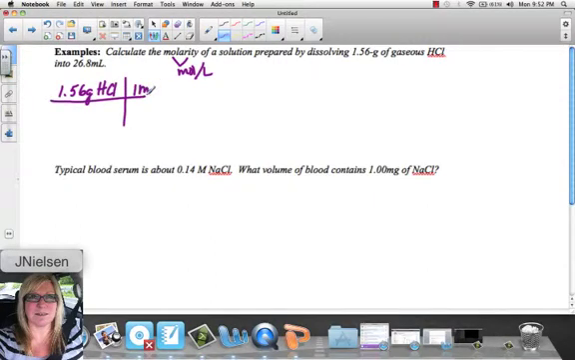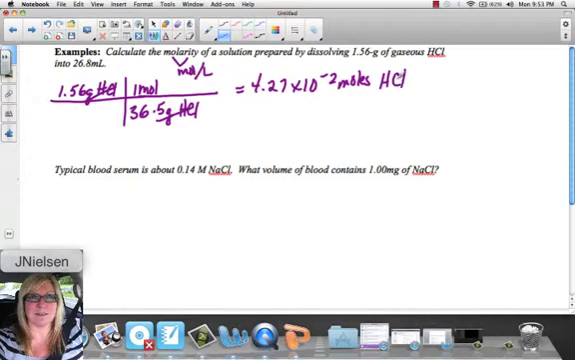So we know that 1 mole is equal to 36.5 grams of HCl. So my grams of HCl cancel. I have 26.8 milliliters. Now I could have done this as one dimensional analysis. I'm going to show you in 2 steps, and then you can figure out if you wanted to do it in 1. So this is going to give me 4.27 times 10 to the minus 2 moles of HCl.